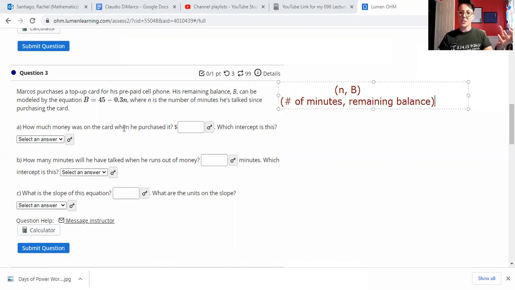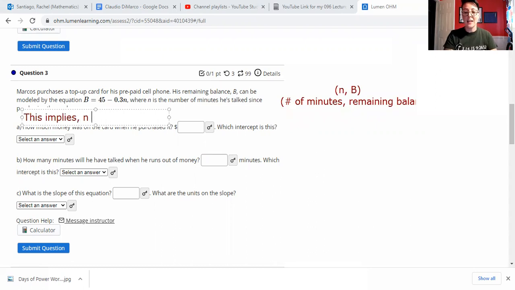I want you to think of that action of purchasing that particular prepaid cell phone and to think about the fact that if you just purchase it, you haven't talked any minutes, have you? You literally have not spoken a single minute using that cell phone yet since you just purchased it. So what I would like to do is right above here, how much money was on the card when he purchased it, I want to say this implies N is equal to 0. The number of minutes spoken on this prepaid cell phone is 0, nothing. We haven't used it yet.